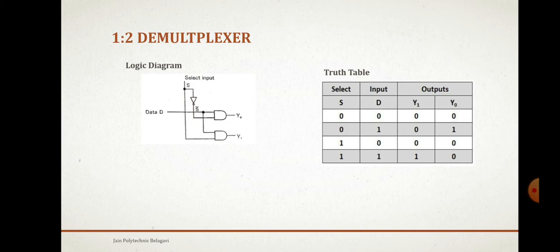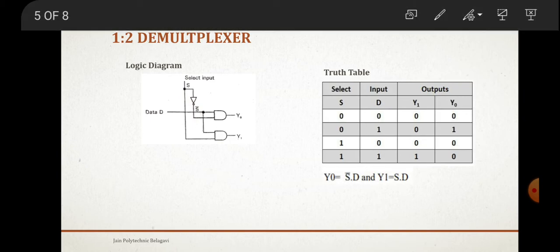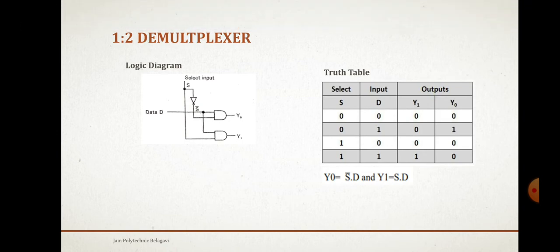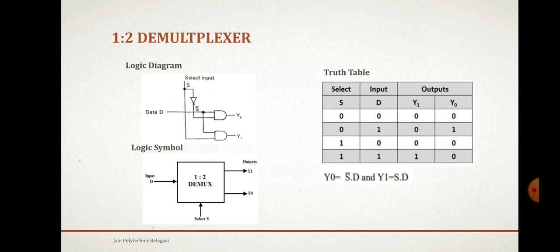Next you will get the boolean expressions: y0 equals s bar d and y1 equals s d. That is the logical symbol for the demultiplexer. So that is a 1:2 demultiplexer.